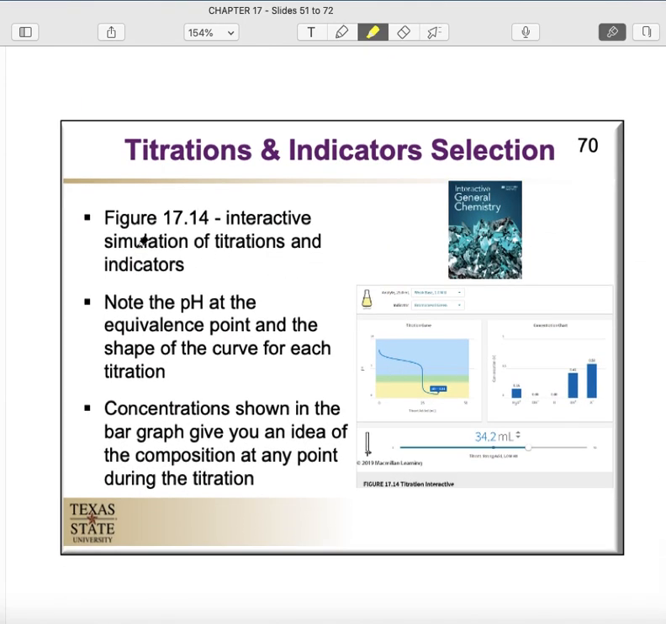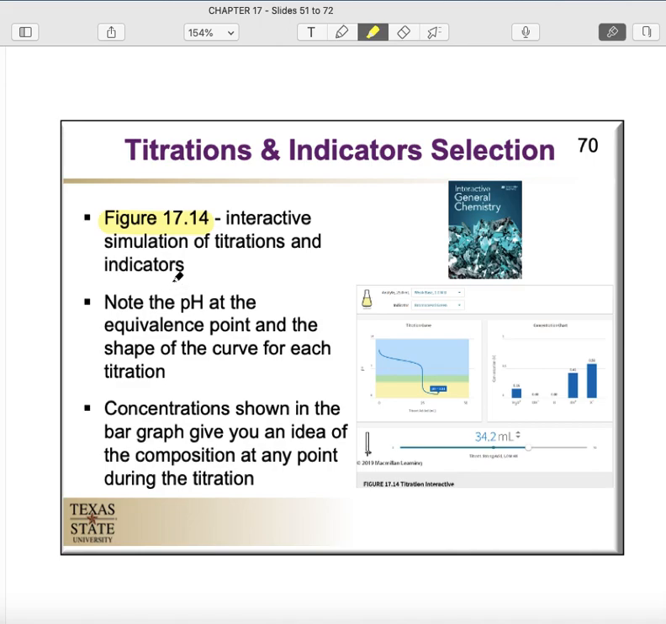Just to let you know, your book, the online book in Sapling, has this figure 17.4, which has an interactive simulation of titrations and indicators. You can utilize it to see how to select an indicator, but most importantly, you can also utilize it to look at the plot and the concentrations of the acid and base and the pH as a function of titrant volume.